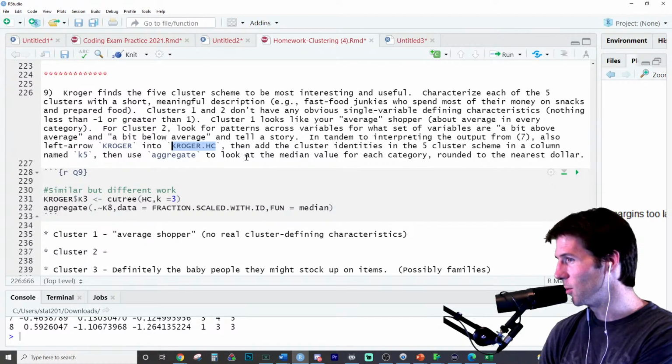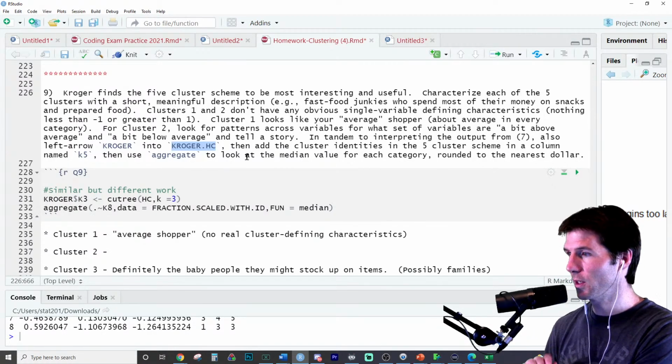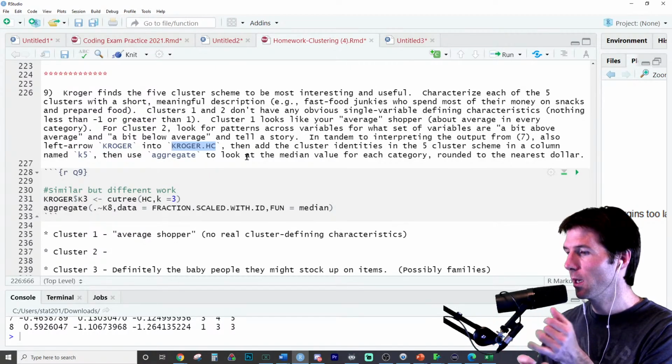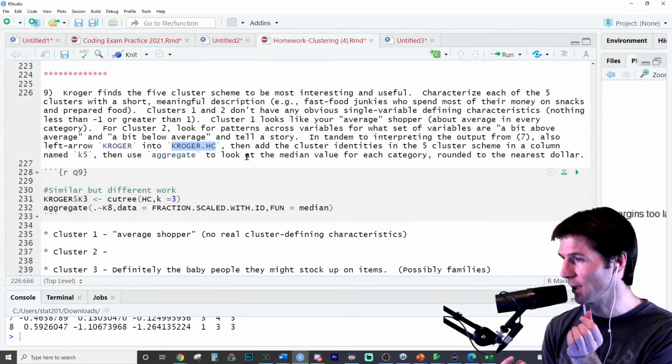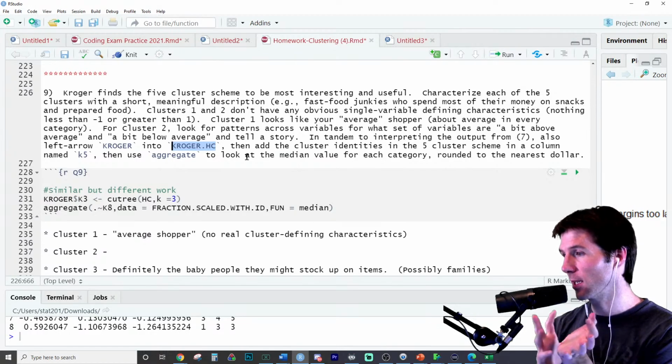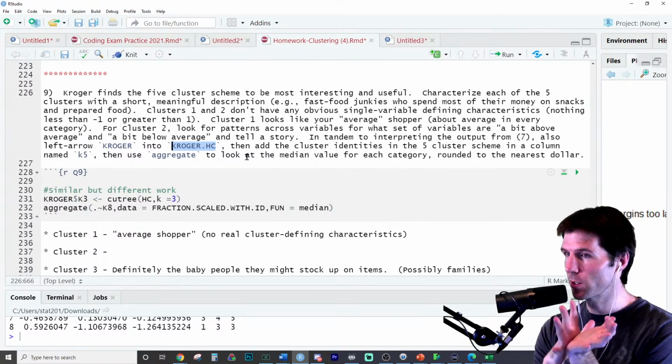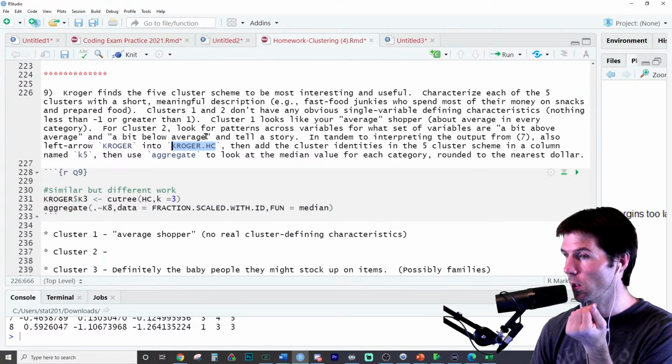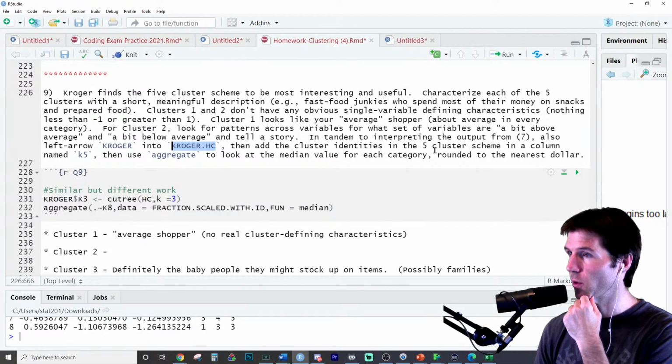I'm not always the best about keeping my data nice and neat, but this is going to store into Kroger hierarchical clustering to give the cluster IDs on it. So we can kind of keep our data sets separate. We have the original data, and then the point of this data frame right here is we're going to add the cluster IDs to the end of it. So then add the cluster IDs for your 5 clustering scheme.